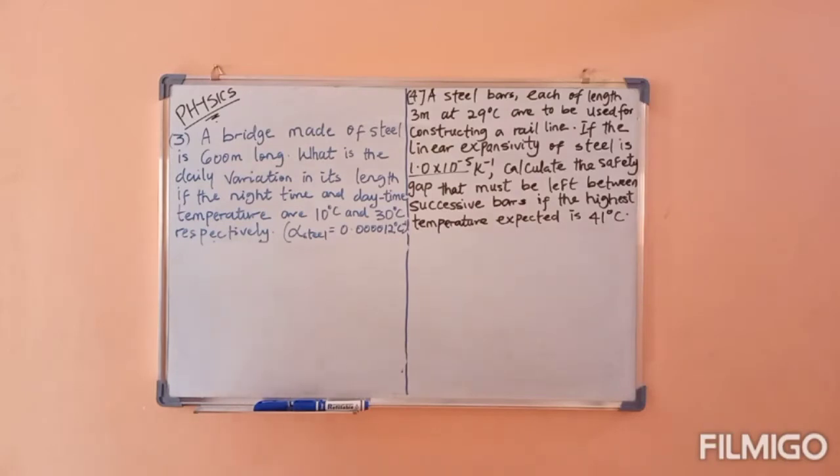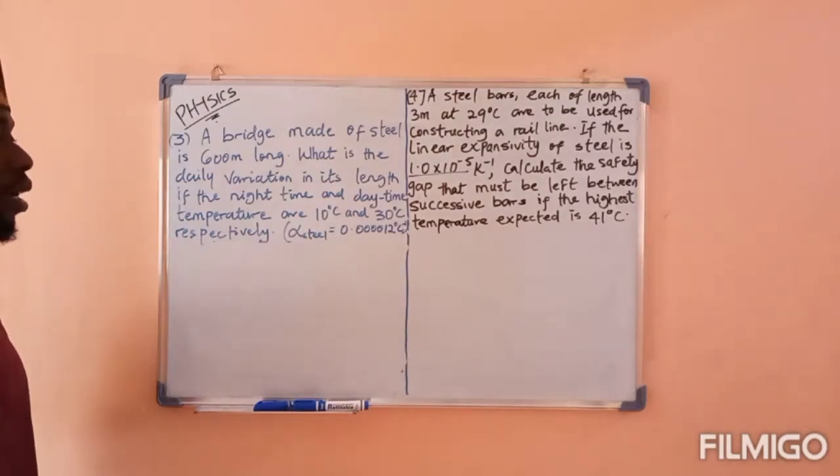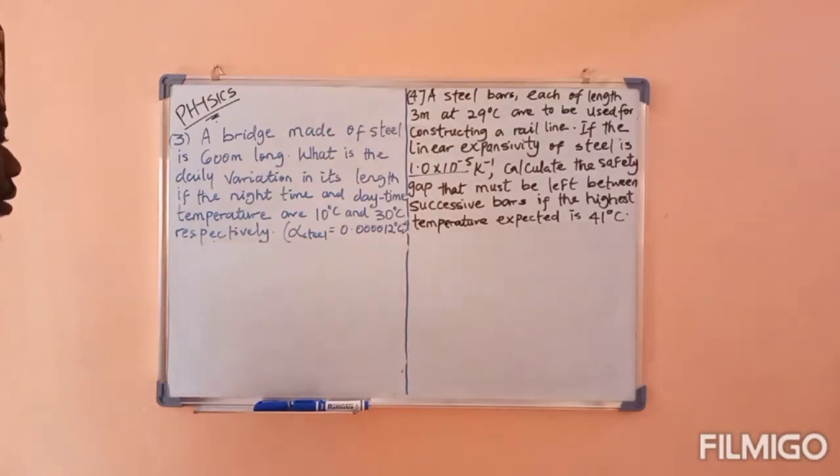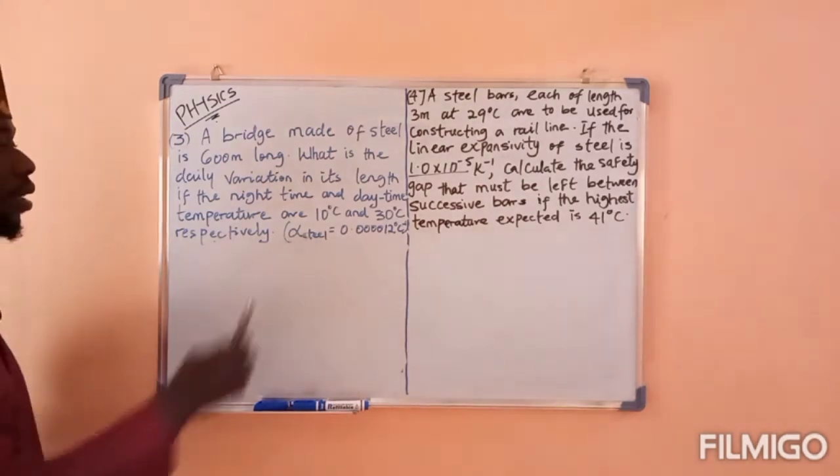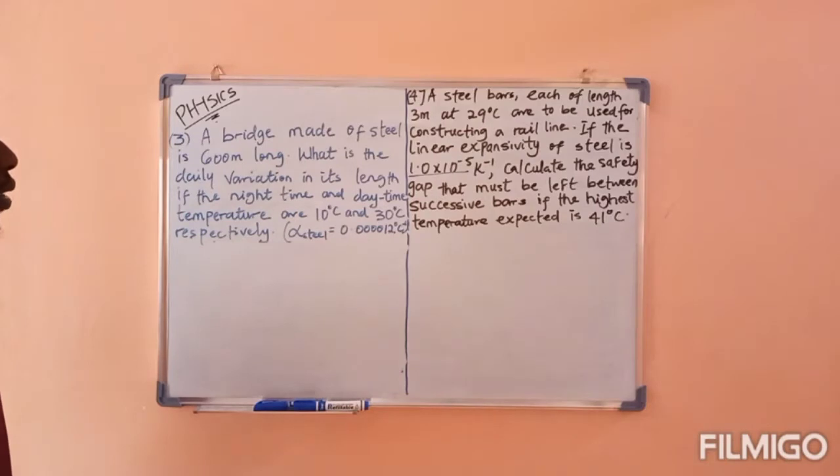So let's get started. The question says, a bridge made of steel is 600 meters long. What is the daily variation in its length if the night time and daytime temperature are 10 degrees Celsius and 30 degrees Celsius respectively, given that the coefficient of linear expansivity of steel is this amount?